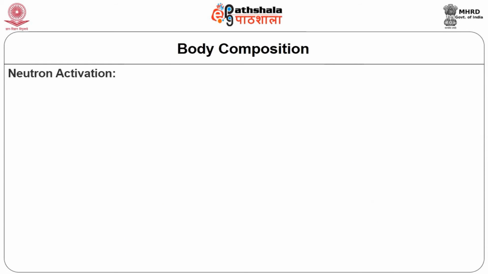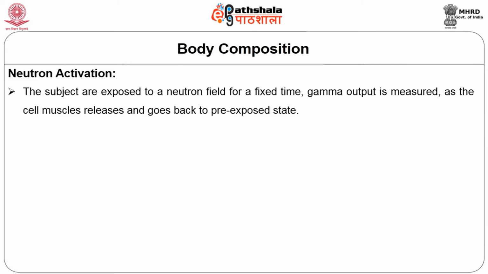Third technique is neutron activation. This is one of the most highly accurate measurements of tissue-specific body composition, scanning the human body for 1 hour. The subjects are exposed to a neutron field for a fixed time. Gamma output is measured as the skin and muscle release energy and go back into the pre-exposed state.